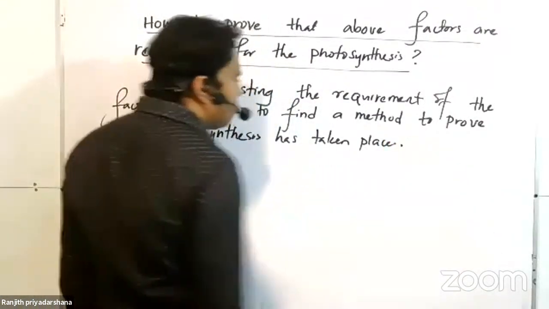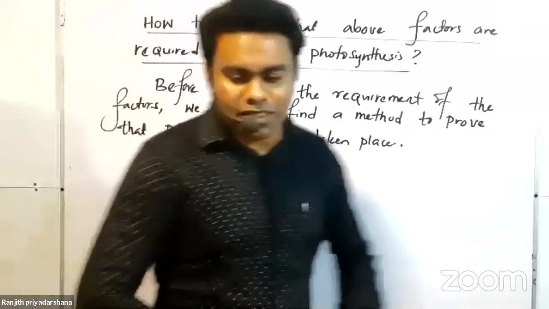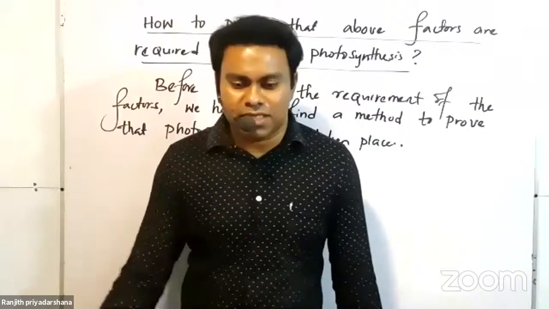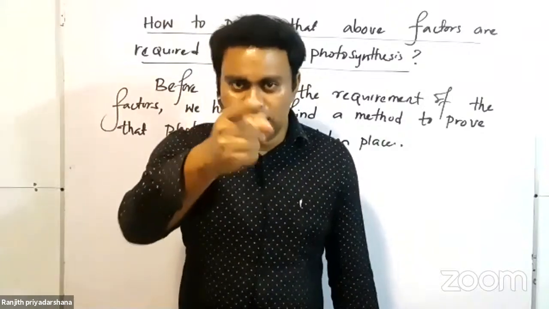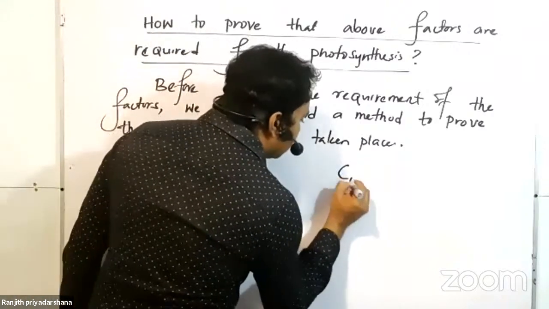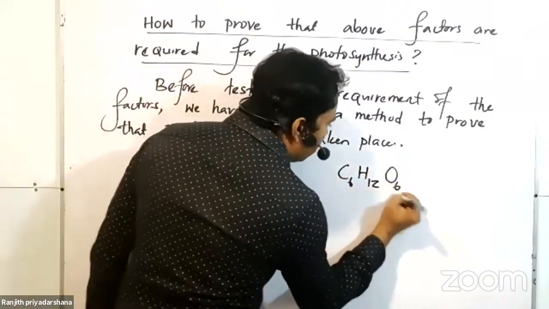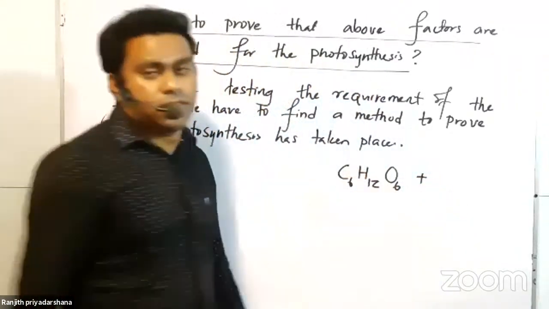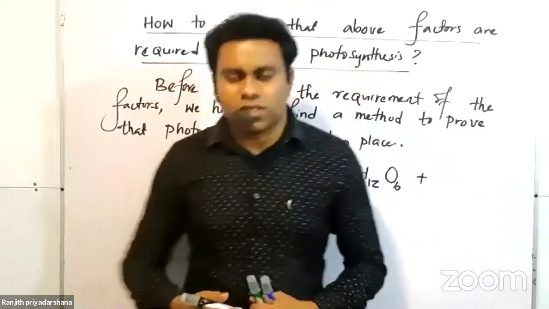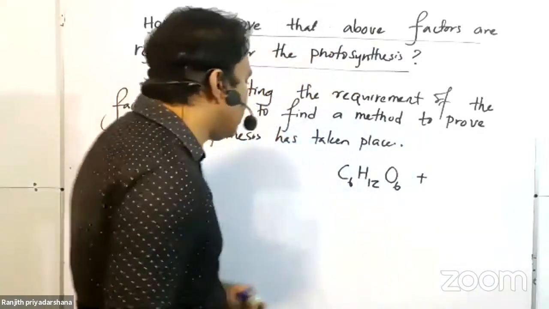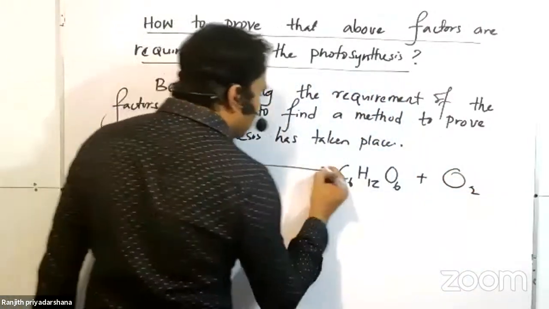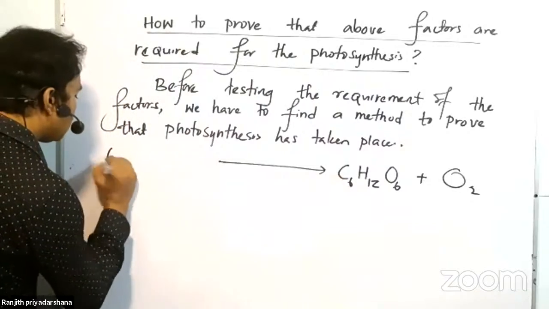How to prove it? Now I need your suggestions. How to prove that photosynthesis has taken place? If photosynthesis has taken place, definitely glucose, C6H12O6, is produced. But we don't test this glucose because glucose is the initial product, and oxygen is the byproduct. So this is the overall process.